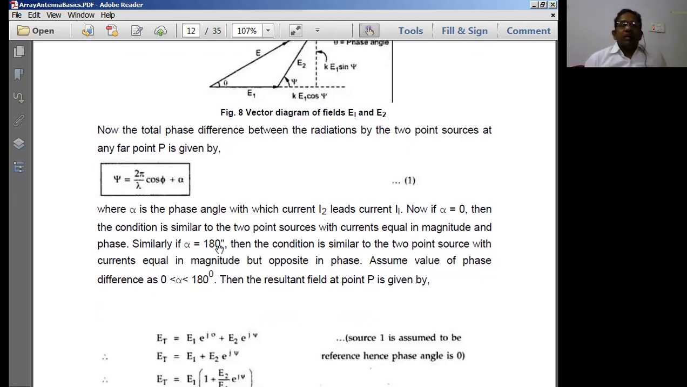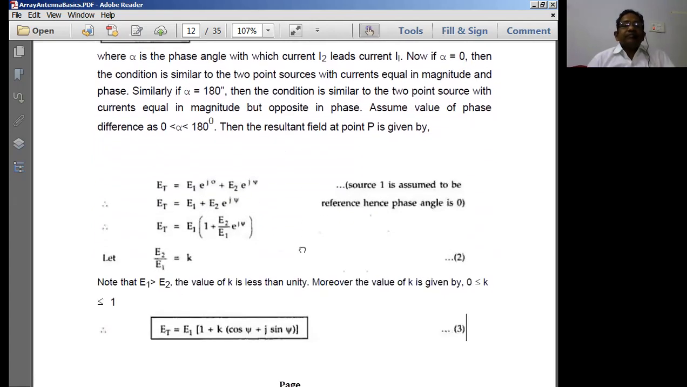If alpha is 180 degrees, it is going to be similar to the case of two point sources with currents equal in magnitude but opposite in phase. Now if alpha is going to lie between 0 and 180 degrees, that is the case we are normally dealing with here. Now the total electric field at a point P, I can write as what now?